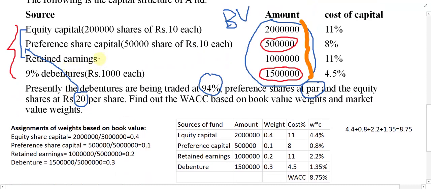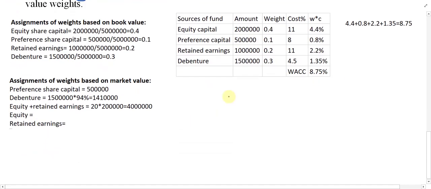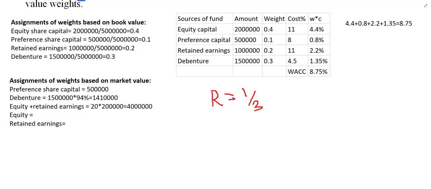See, the ratio of their book value. This one is 2 million and this one is 1 million. 2 million plus 1 million becomes 3 million. Now, if we want to divide between these two, you can say, for example, retained earning makes 1 by 3 out of the total equity. Let me explain it this way.